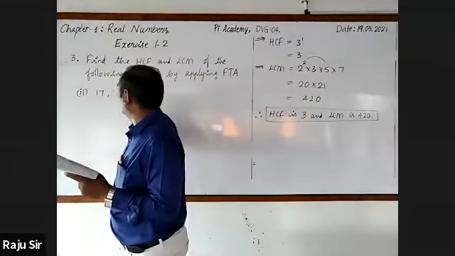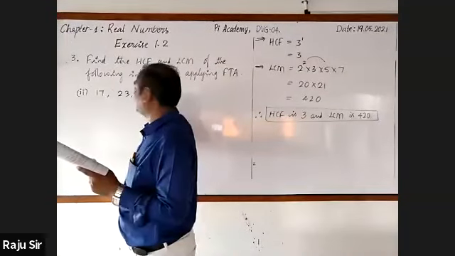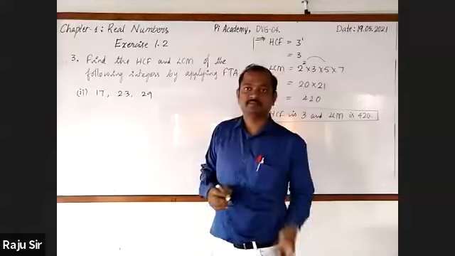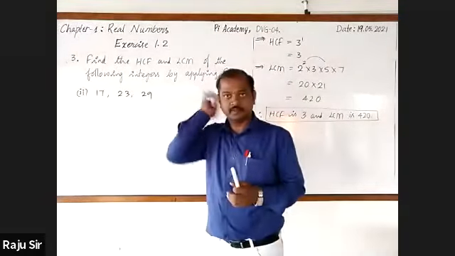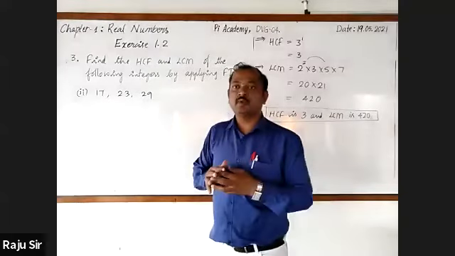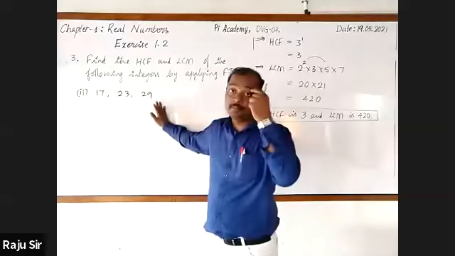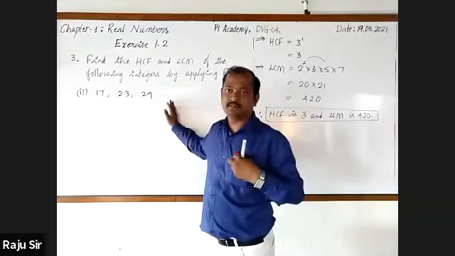17, 23 and 29. It's very interesting. Do you know why it is interesting? All are prime numbers, sir. Very good. All the three numbers are primes only. They're all prime numbers.